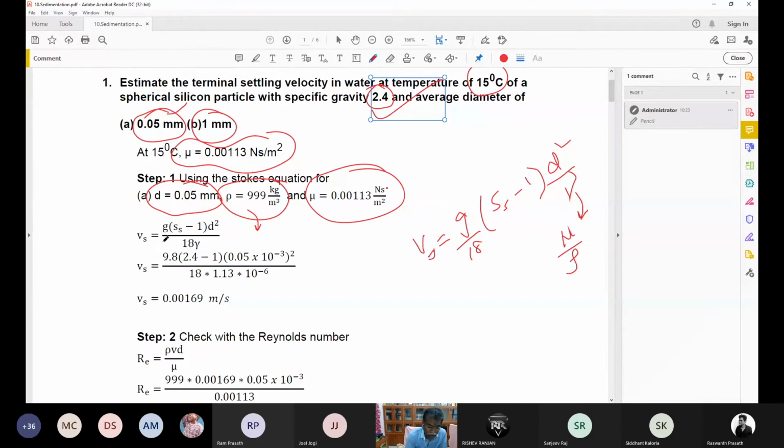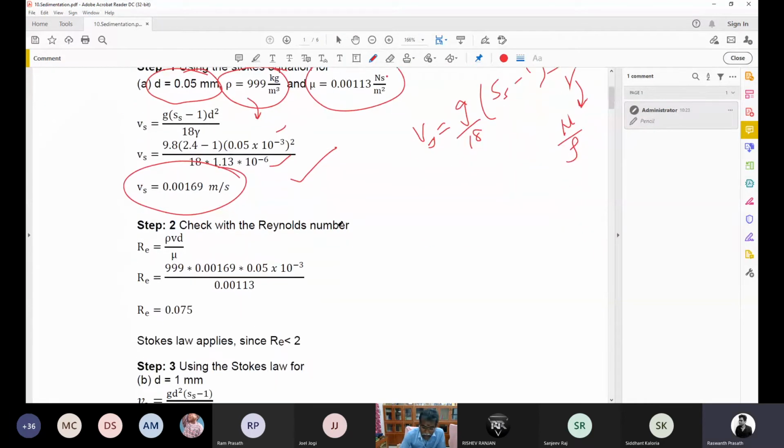I can substitute directly. g is 9.8, Ss is already given as 2.4 minus 1, into d square, 0.05 into 10 power minus 3, because I have to convert to meters, square, divided by 18. The kinematic viscosity is equal to mu by rho, so it becomes 10 power minus 3 for mu divided by 1000, which is 10 power minus 6. So this velocity becomes 0.00169 meter per second. Is it okay? Is it fine? Yes.